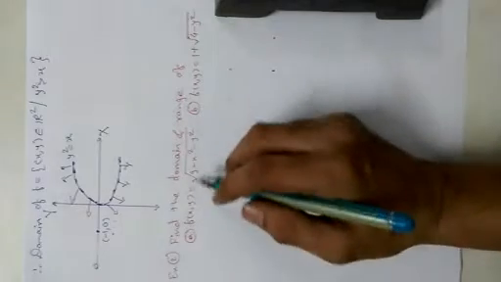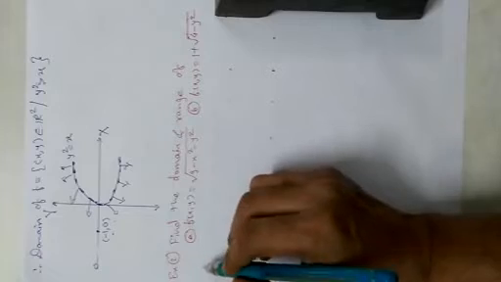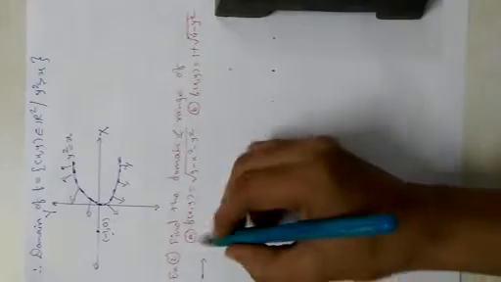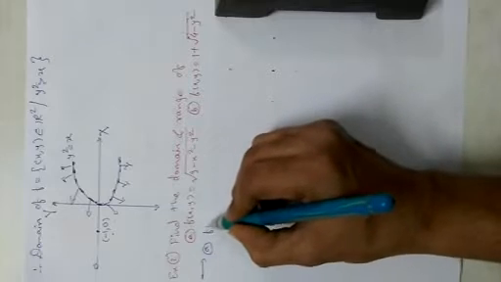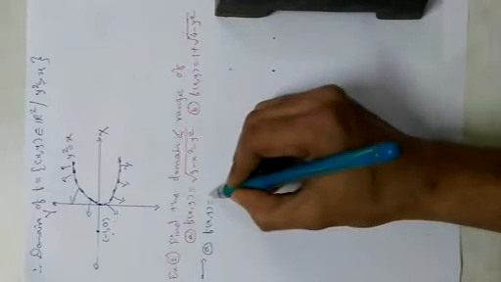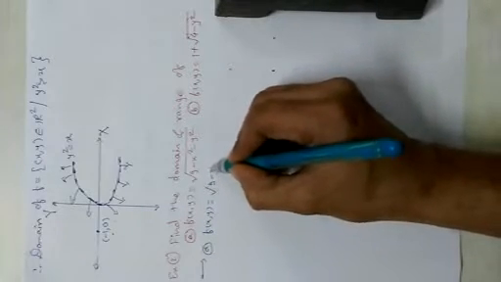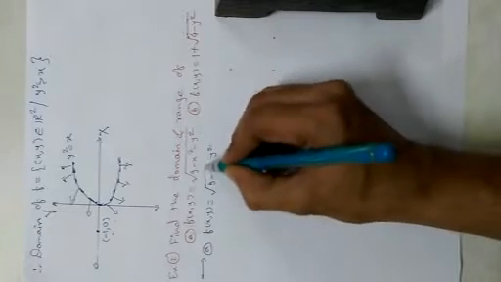Now next example, find the domain and range of the given two functions. We have to find domain and range of both these functions. First function is f of x, y is equal to under root 9 minus x square minus y square. First we find domain of this function.